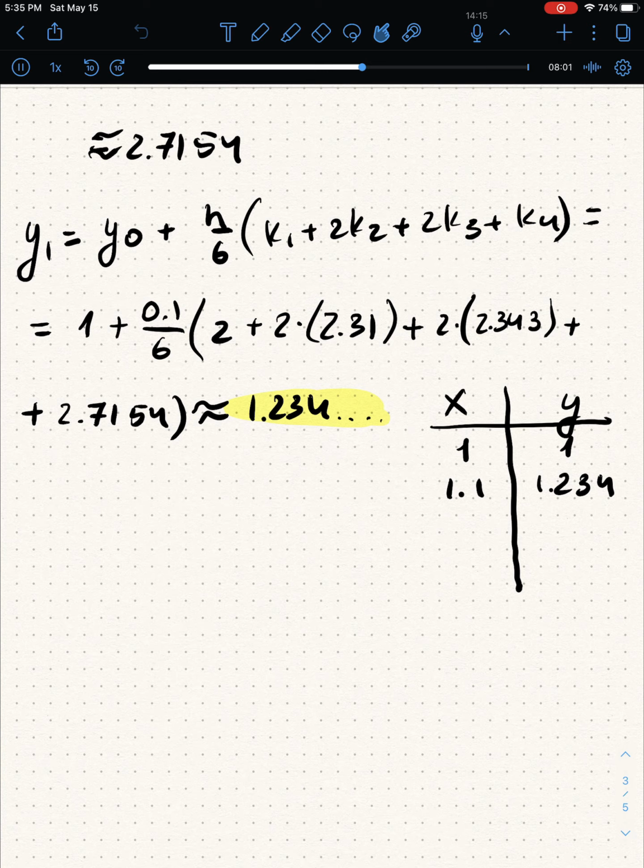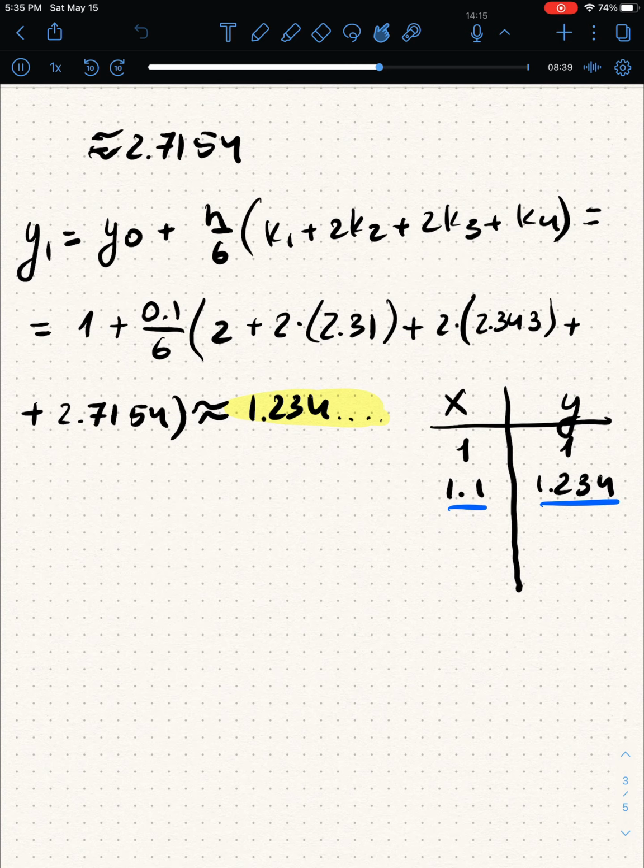Now, how would we find the next value of y? The next value of y, of course, is going to be dependent on our previous values of y. How do we do that? We go back to calculating our new weights. Now, weights, as we see K1, K2, K3, K4, don't stay static. They depend on your x and y. For our first iteration, our x and y were 1 and 1. But now, we have our new x and y to be 1.1 and 1.234 approximately. So we use those values to calculate our new weights.